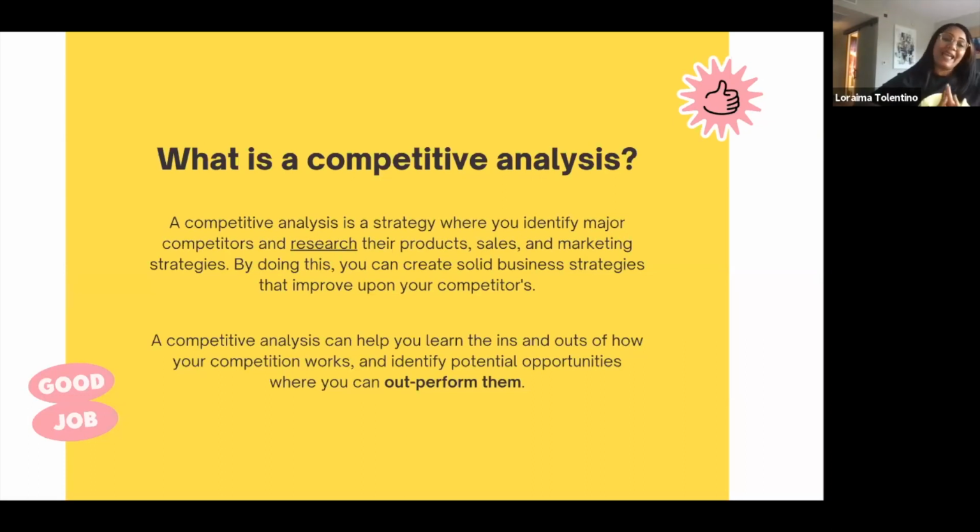I am huge on thinking that we have to focus on ourselves first, but it's important to know how people are reacting to your competitor. Why are they buying from your competitor? How are the marketing strategies that they're using working for them? For you to be able to research and understand how they're doing, but also to outperform them.